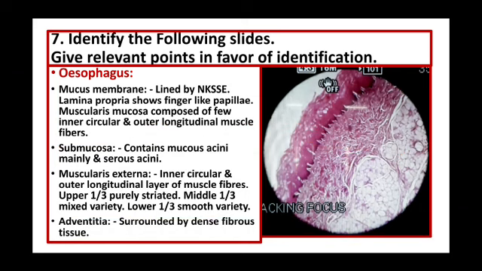Then it also contains the muscularis externa, which contains the inner circular and outer longitudinal layer of muscle fibers. So the content of these muscle fibers are different in upper third, middle third, and lower third. Upper third will be purely striated muscle. In middle third, it will be a mixed variety, and lower third you are going to find only smooth muscle variety. So this esophagus is covered externally by adventitia.